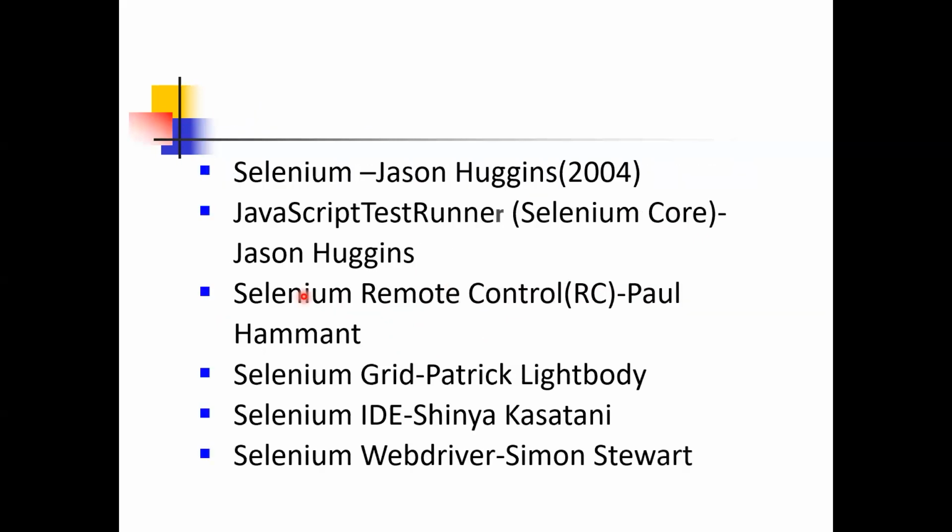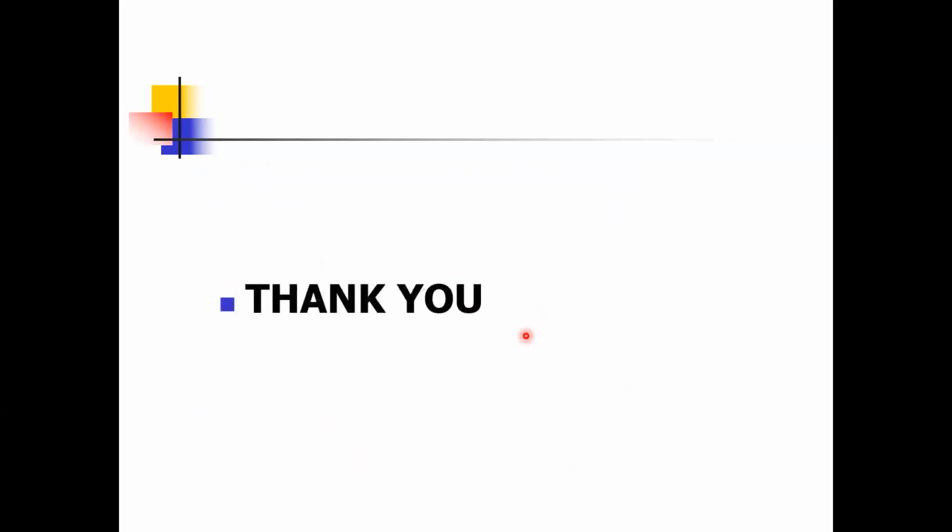These are the different versions. First, in 2004, Jason Huggins started Selenium, initially named JavaScript Test Runner. After that came Selenium Remote Control, invented by Paul Hammant, Selenium Grid by Patrick Lightbody, Selenium IDE by Shinya Kasatani, and Selenium WebDriver by Simon Stewart. These are all part of the Selenium suite, which we will learn in the next lecture.